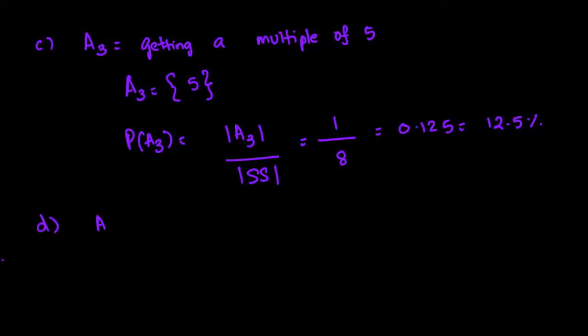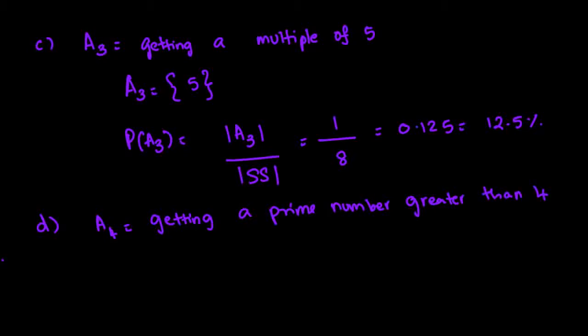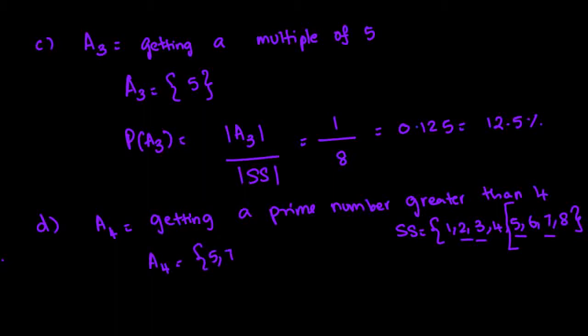Lastly, A4 is getting a prime number greater than 4. Let's write the sample space once again, because it's missing here. I've rolled an 8-sided die, so the set of all possible outcomes are 1 through 8. And I'd like a prime number that is greater than 4. The prime numbers are 2, 3, 5, and 7. But what are the primes that are actually greater than 4? You have 5 and 7. Therefore, the set corresponding to A4 is 5 and 7.